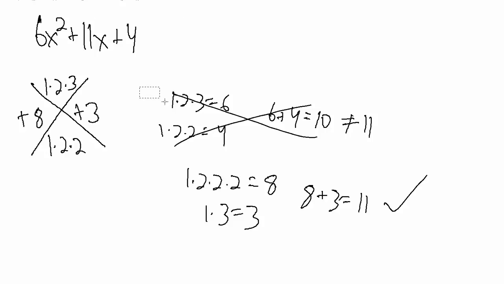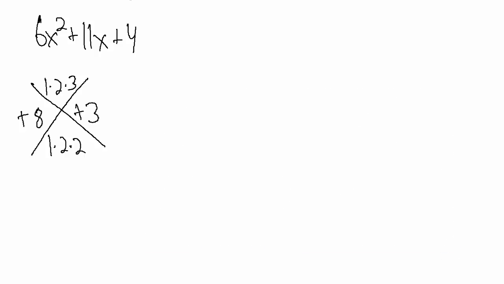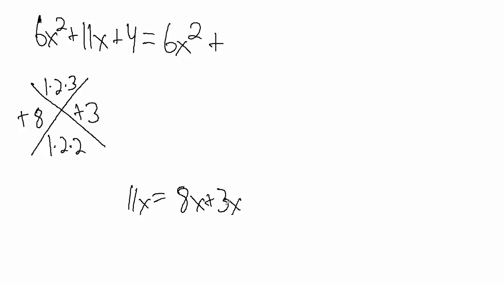So there's still a little bit of work left to be done, so let's get rid of this so we can move on. Now we do have a few extra steps in between. Now that we have our 8 and 3, what we're going to do is say this equals 6x squared plus, now what we do is take the 11x and we split it up into 8x plus 3x. Why 8x and 3x? Well, because here we have an 8, here we have a 3. So 11x becomes 8x plus 3x. And then we still have the plus 4 out here.